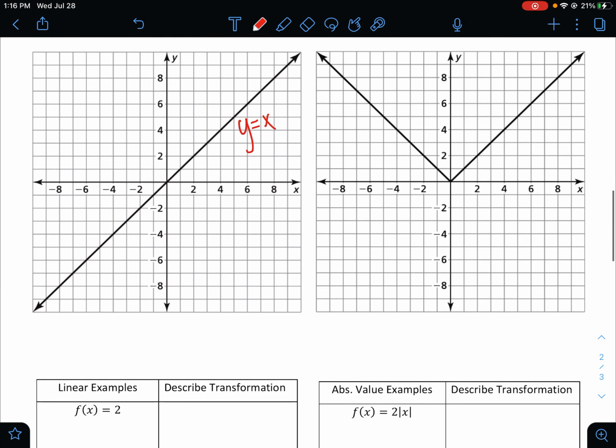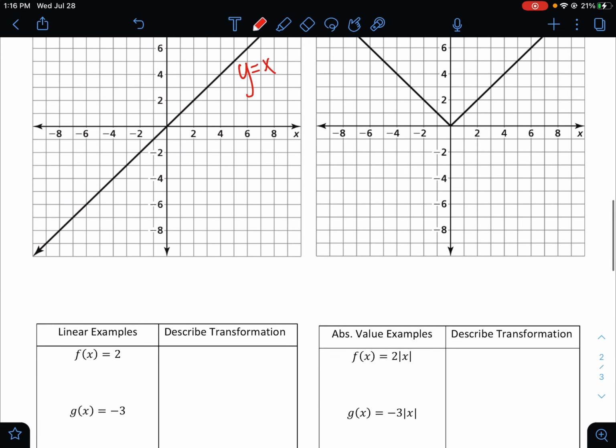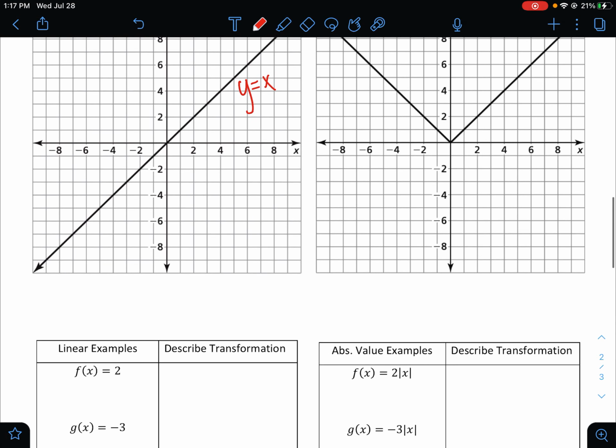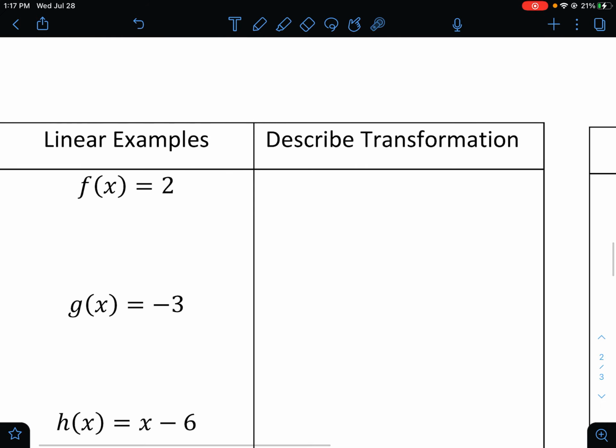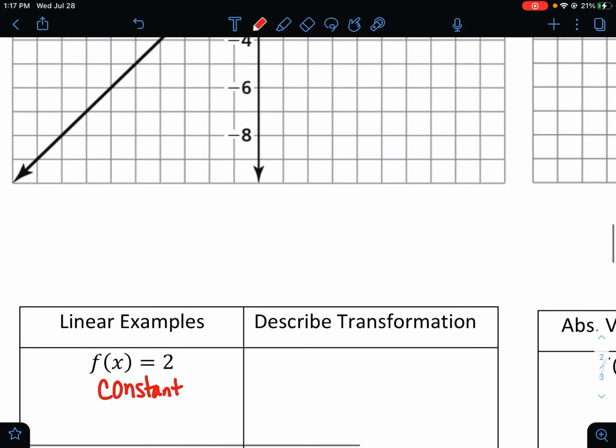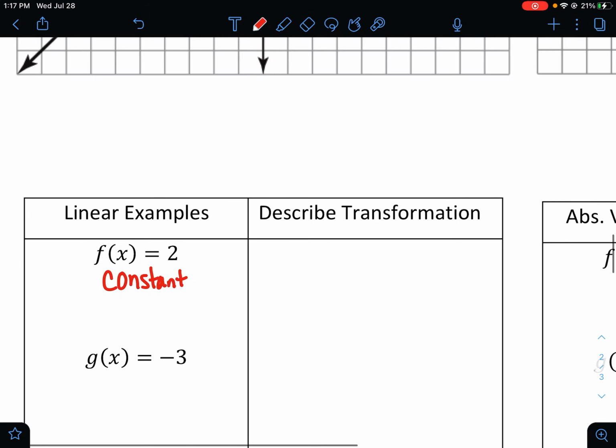Now, what we're going to do is show these here, and I'll use different colors so you can see. In the first couple of examples, you're going to notice there is no x, so we would call this a constant. And so the transformation is just going to be straight across. These constant ones are weird ones, but it's simply going to be straight across.